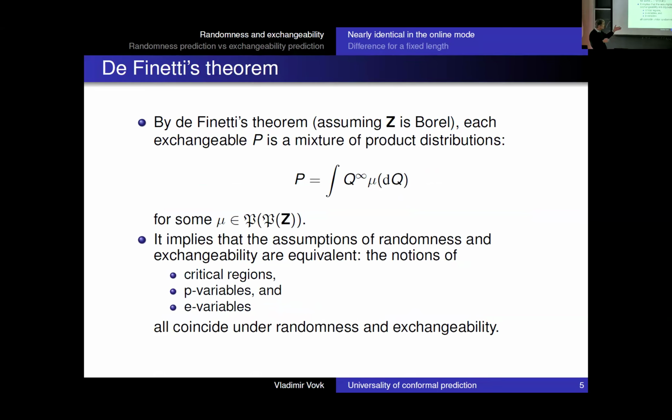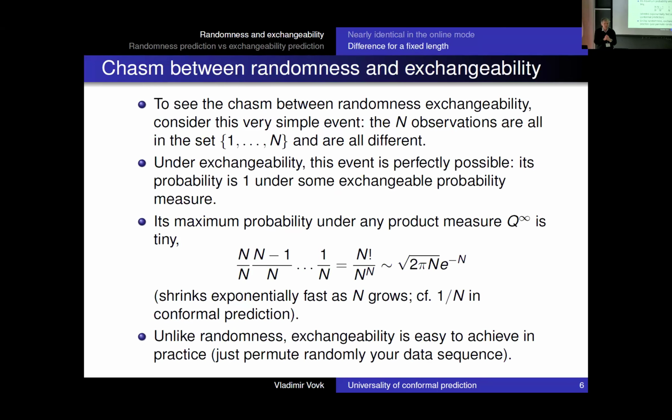So which means that if you are testing randomness or exchangeability, it doesn't matter which statistical tools you use, like critical regions, p-variables, or e-variables, which is a slightly newer method, you will get the same results. If you can reject randomness, you can reject exchangeability as well. But the situation changes drastically when we talk about finite sequences of a fixed length.